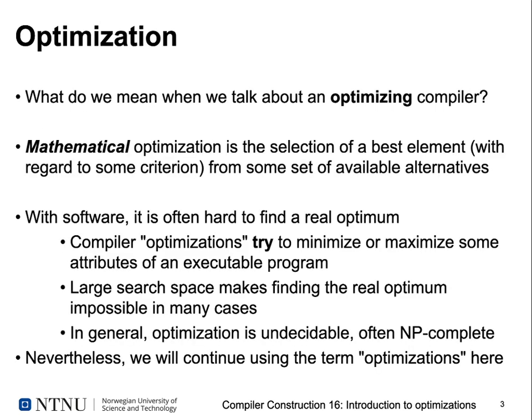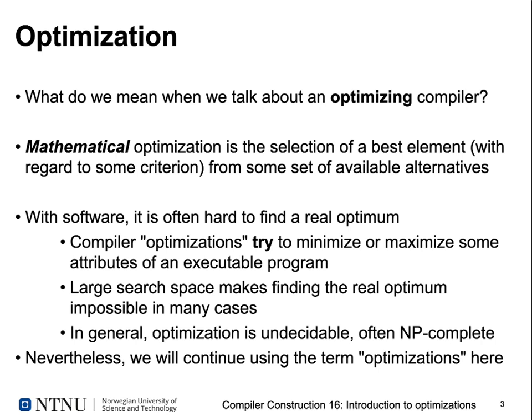So what do we actually mean when we talk about an optimizing compiler? Now, if we take a look at optimization from the point of view of mathematics, we know that mathematical optimization means that we try to select the best element from a set of available alternatives, and this best is related to some criteria we're going to apply to the selection.